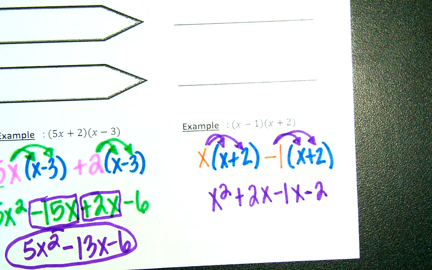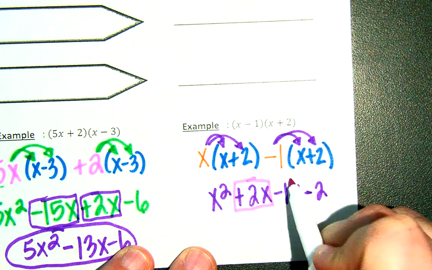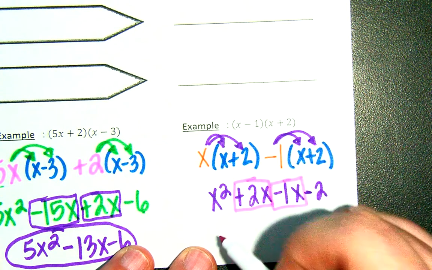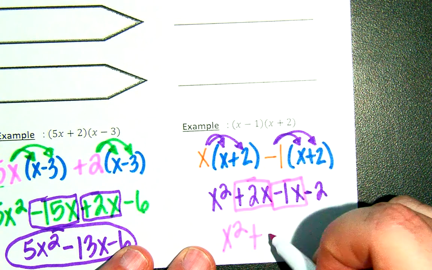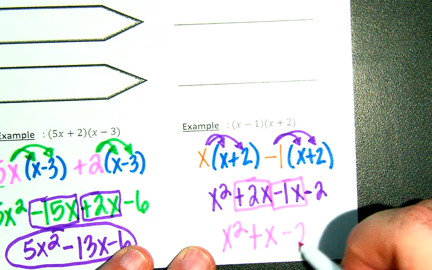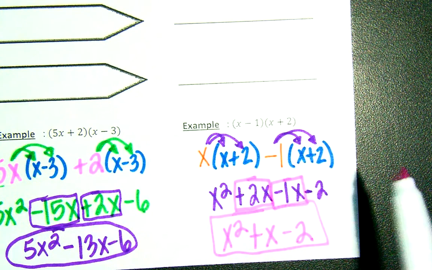Now I'm going to do the last step, which says to combine my like terms. Well, I have 2x and negative 1x, so I have x squared. 2x minus 1x is 1x, and then minus 2. And so this would be my final answer.